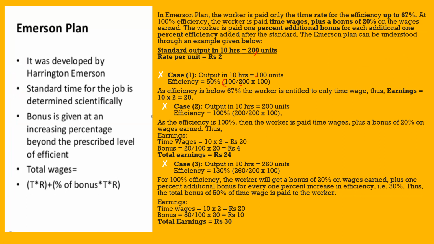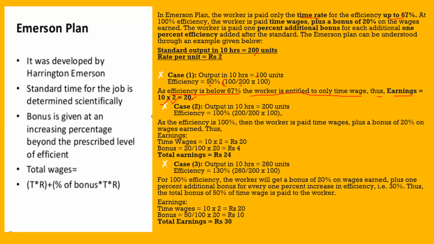Can you see that 50% is lesser than 67% efficiency? That means the person should be paid based on the time rate, right? As efficiency is below 67%, the worker is entitled to only time wage. Thus, his earnings is 10 hours into 2 rupees. Though they are paying based on time wage, they have considered 10 hours into rupees 2 is equal to 20 is paid.